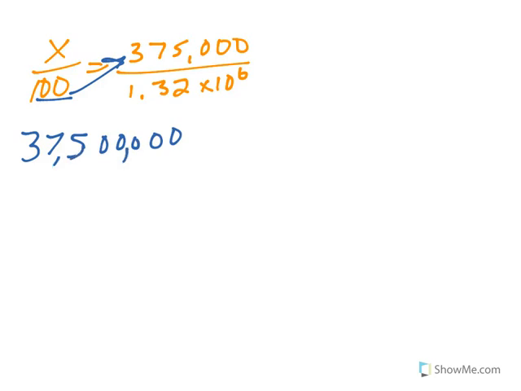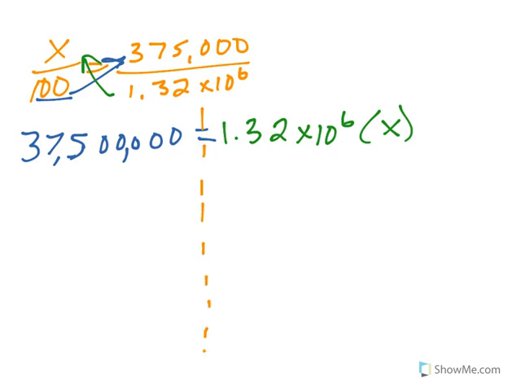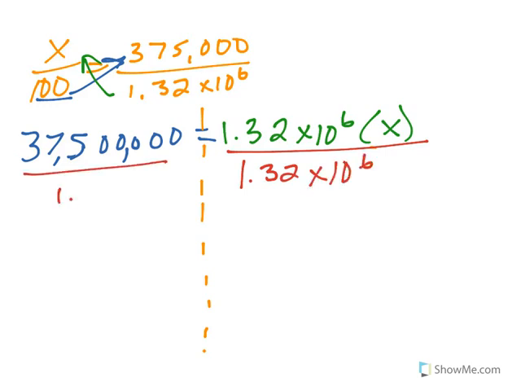So this is my new number, and that's going to equal the other direction, which is 1.32 times 10 to the 6th times x, right? There's our unknown. And based off of solving equations, we know we want to get x by itself, so we're going to divide both sides by 1.32 times 10 to the 6th.